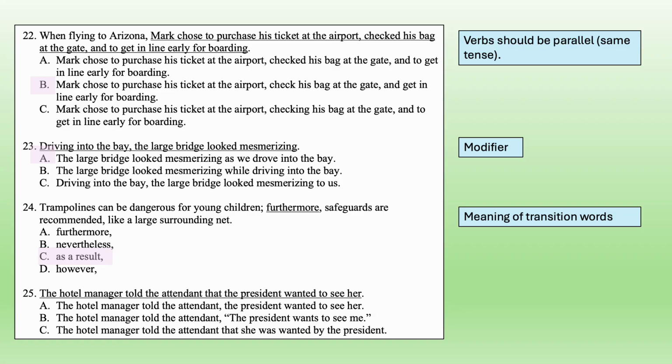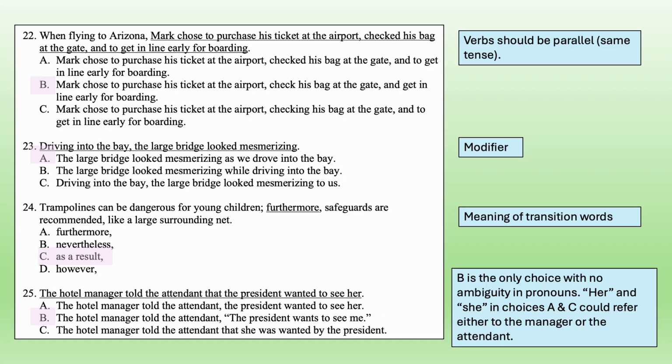And then 25, the hotel manager told the attendant that the president wanted to see her. Notice that the president, this is another lowercase example because it's a common noun here. Number 25 wants to see if you can remove all ambiguity from the sentence. Ambiguity means we don't know. It means there is some part of the sentence that we're not sure what that word means or what a pronoun refers to. It's the same problem we have with squinting modifiers. We don't know the true meaning of that sentence.